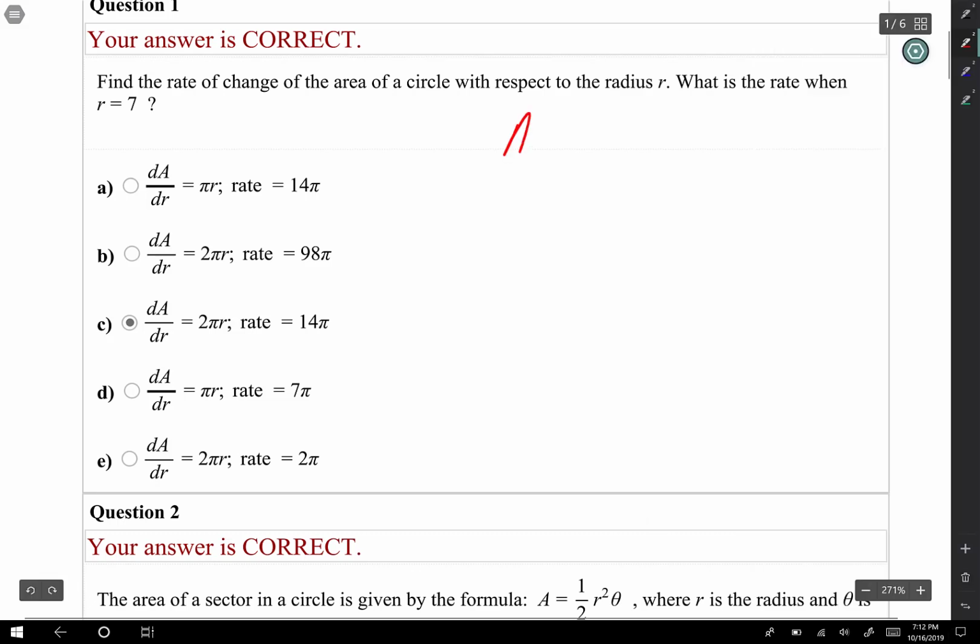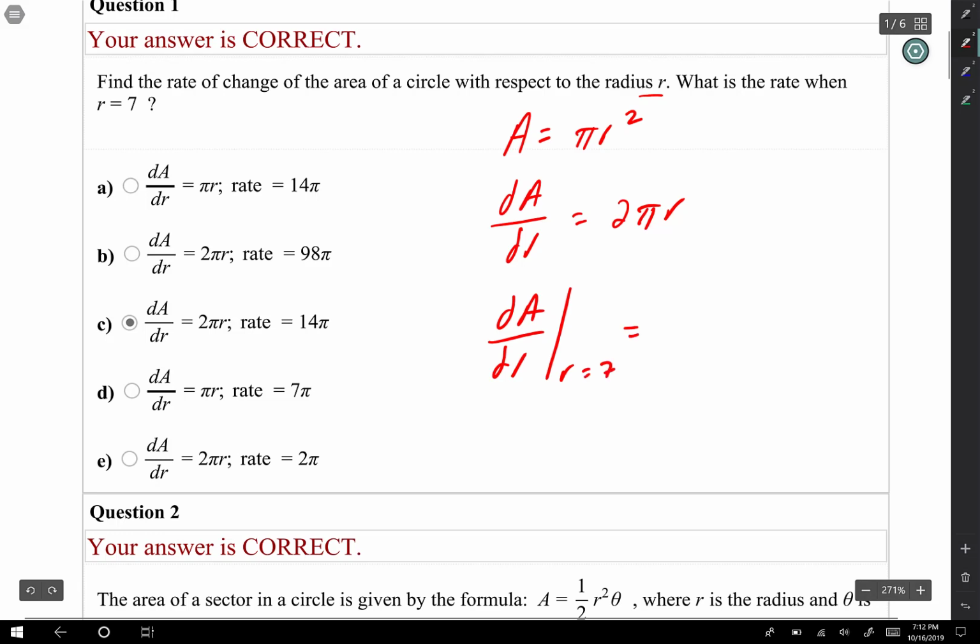All right, so area is pi r squared. So that means I'm taking the derivative with respect to r, because it says with respect to the radius r. So it's going to be 2 pi r, and that's it. So now I'm going to plug in dA/dr when r is 7. And 2 times pi times 7, and you get 14 pi, and that's it, guys.